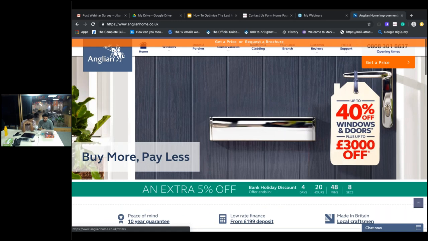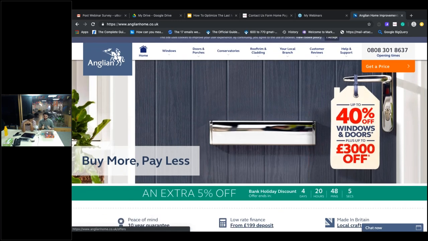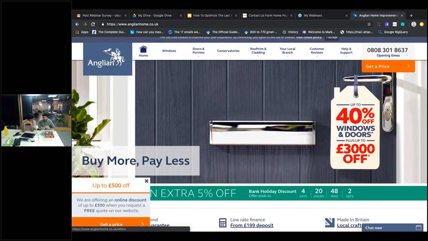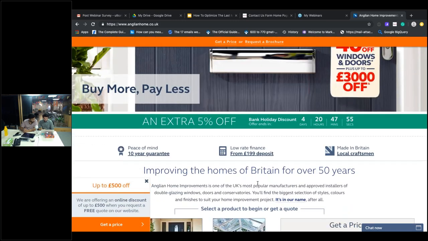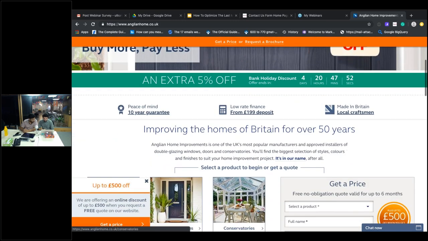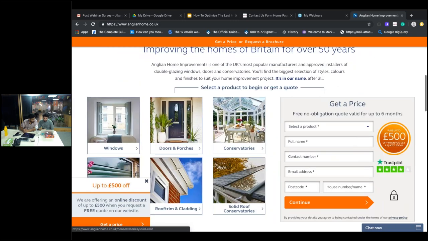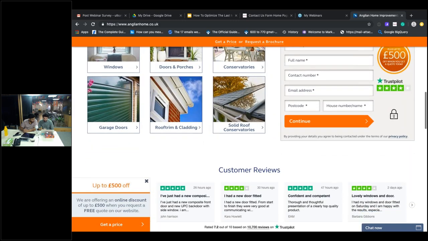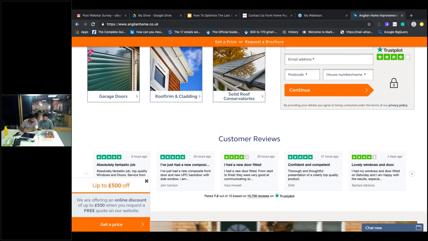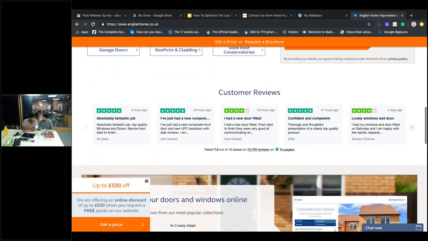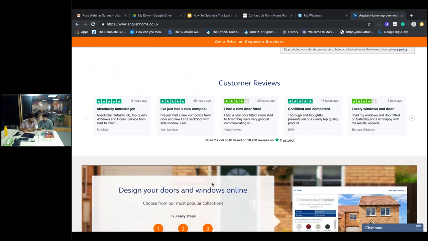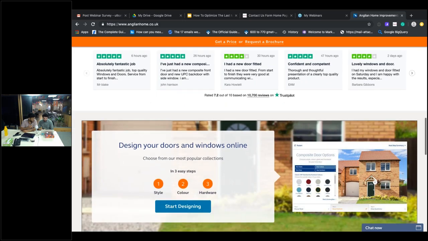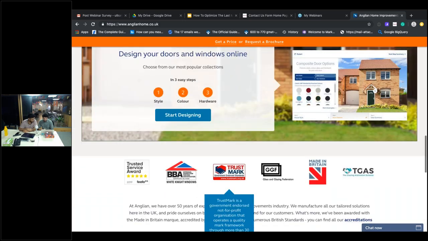So it's a website which sells windows, doors, pretty much everything for home in terms of entrances and exits. For people and fresh air. So improving the homes of Britain for over 50 years. Pretty neat website. Love how they showcase the social proof. You can actually select a product and get that installed and everything taken care of by Anglian Home. I think that's what I understood from this. And it's obviously focused toward doors and windows.